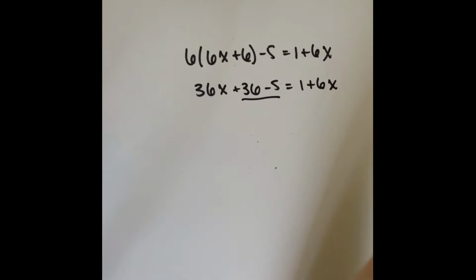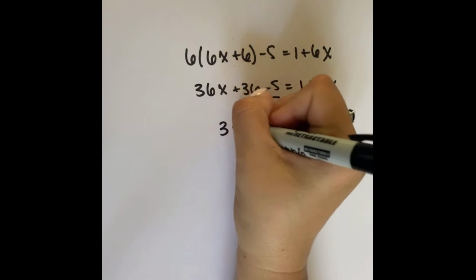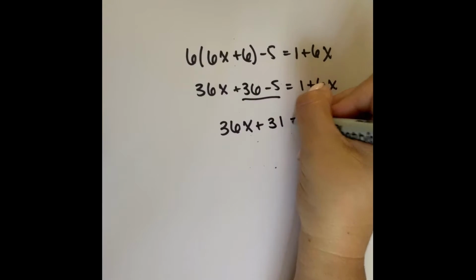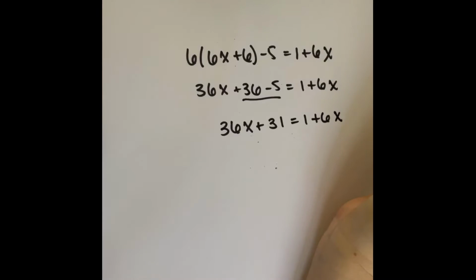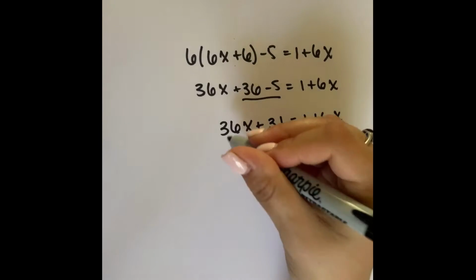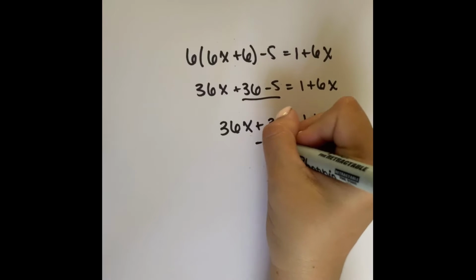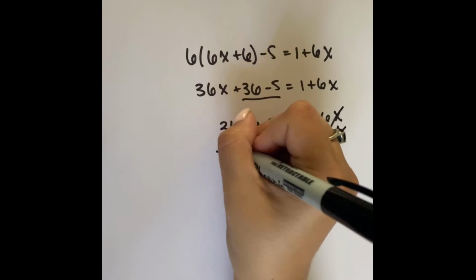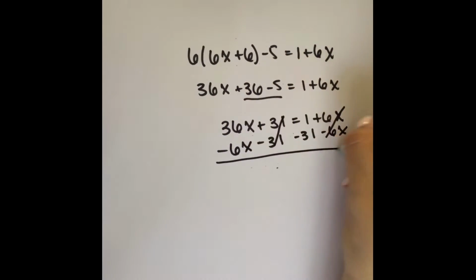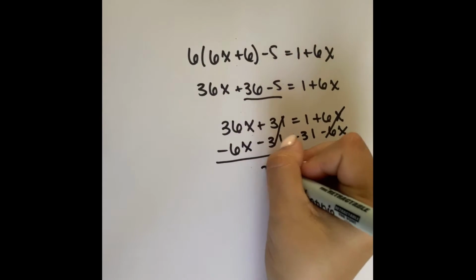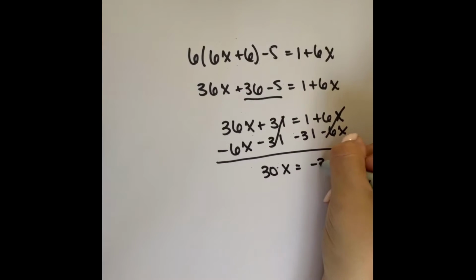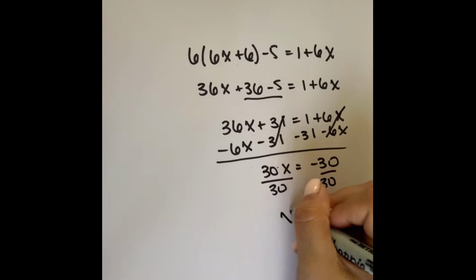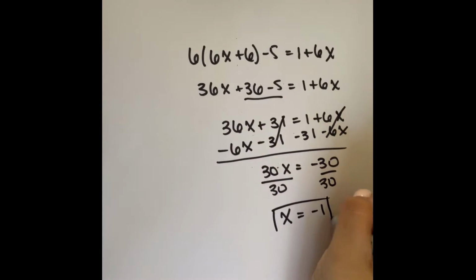I'm going to combine my like terms to simplify the left-hand side. 36x plus 31 is equal to 1 plus 6x. I'm going to get the constants to one side, the variables to the other. So negative 31 on each side, and I'm going to subtract a 6x on each side. So I'm left here with 30x is equal to negative 30. Divide each side by 30, and x is equal to negative 1.